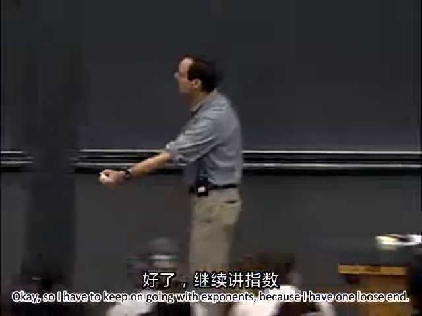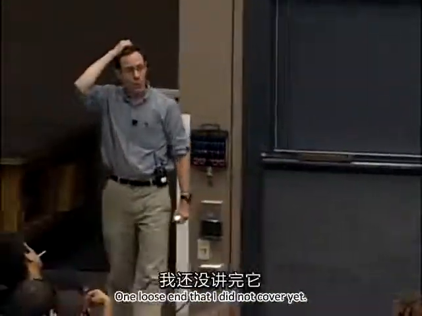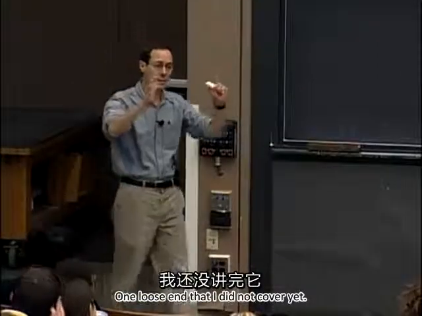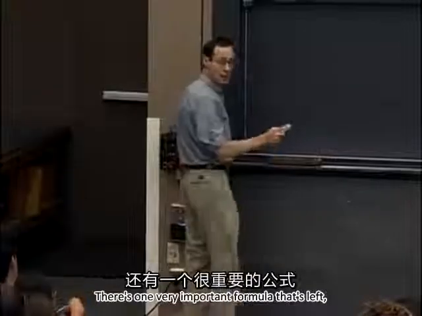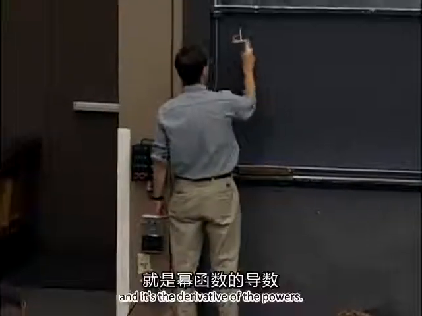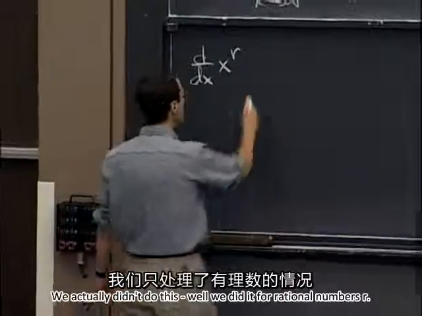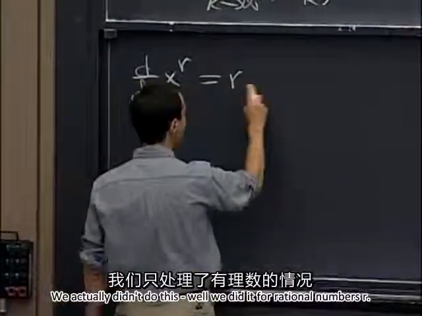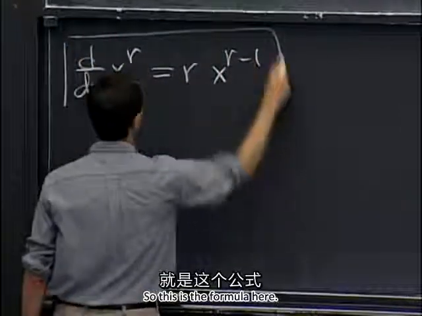Okay, so I have to keep on going with exponents because I have one loose end that I did not cover yet. There's one very important formula that's left, and it's the derivative of the powers. We actually didn't do this. Well, we did it for rational numbers r. So this is the formula here.